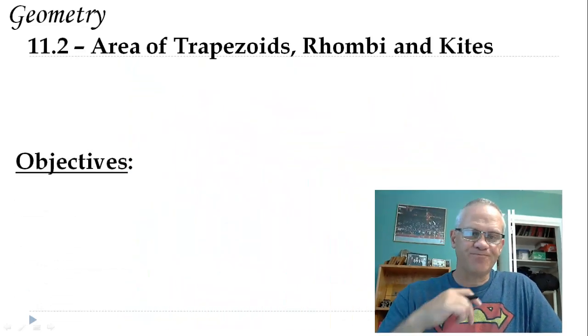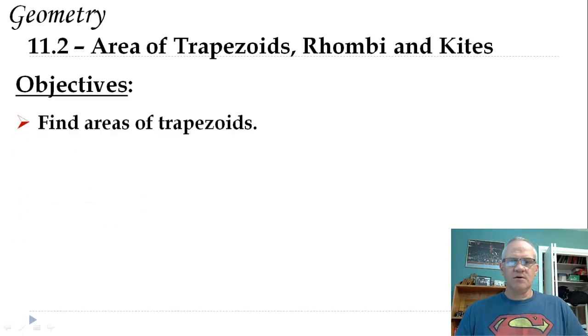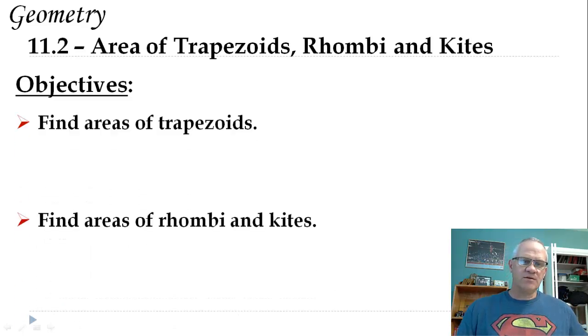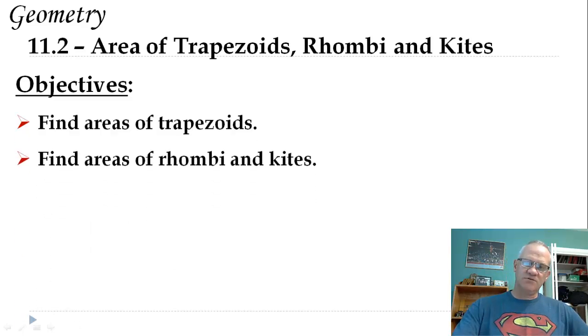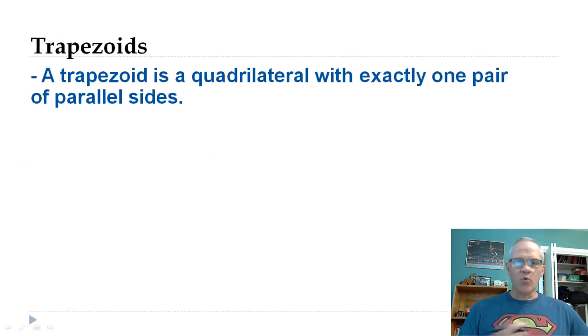We're going to talk about the area of trapezoids, rhombi, and kites today. So our objectives today: number 1, find the area of trapezoids, and number 2, find the area of rhombi and kites. Okay, so first of all, what is a trapezoid?